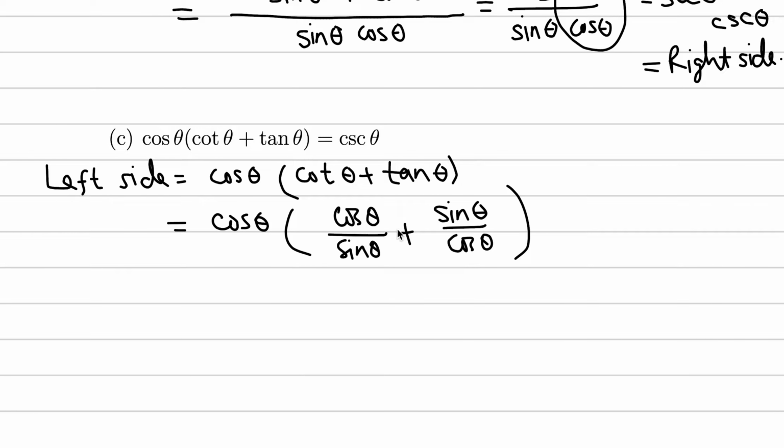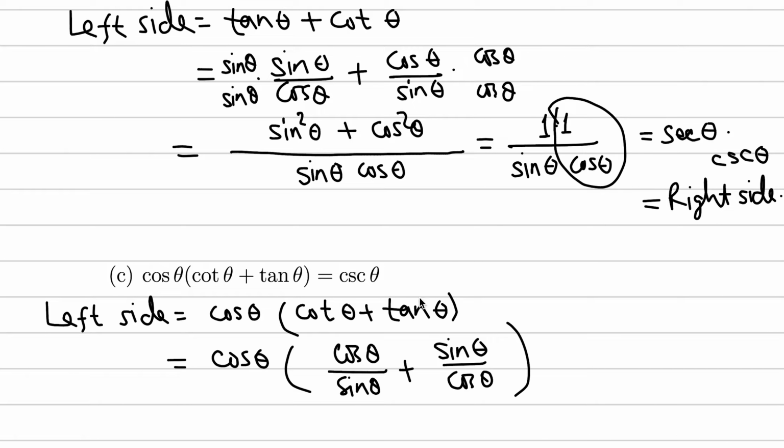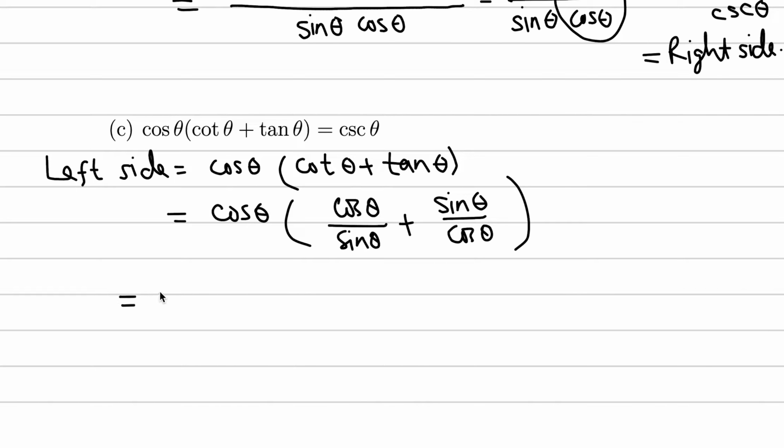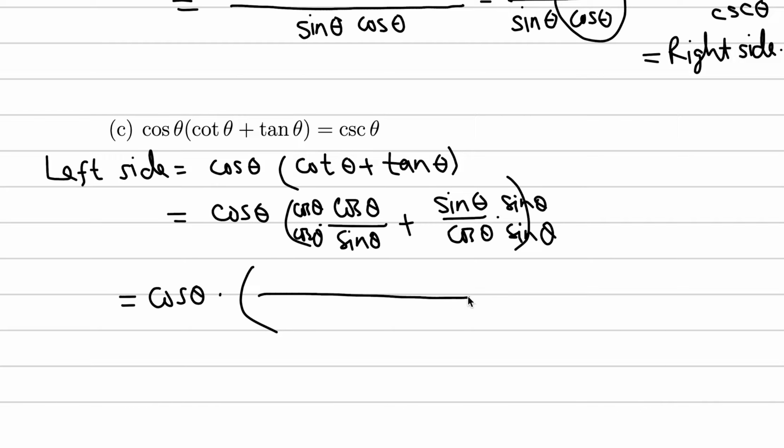Now we need to add, and it's the same thing here. We need to make a common denominator. Outside is cosine theta, so we multiply this by the bottom of the second, meaning cosine, cosine on the top, cosine on the bottom. To make the same denominator, we multiply the other by sine. So we have the common denominator, cosine theta sine theta. Cosine times cosine, cosine square theta, plus sine times sine, sine square theta.